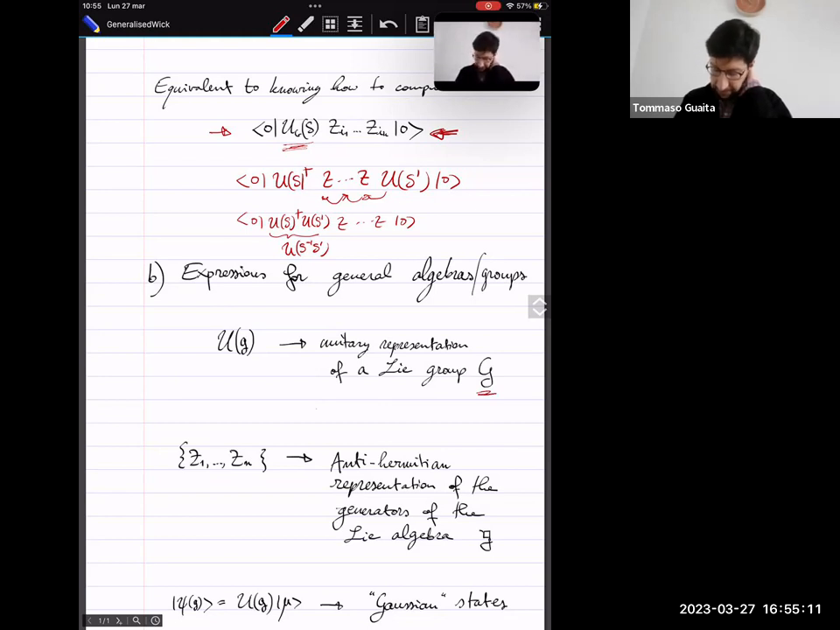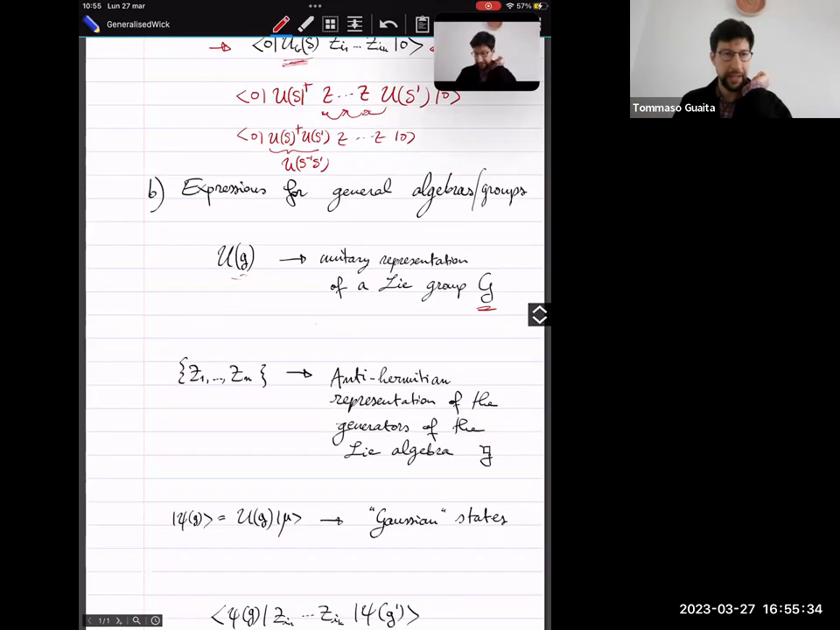So for every element small g of a certain group big G, I will have a unitary U. Previously the group was these symplectic matrices or orthogonal matrices S that parameterized our unitaries. Now consider an arbitrary group object g that parameterizes U. And then these Z operators that I had before are now generalized to being the generators of the Lie algebra corresponding to the same group. So if you have a unitary representation of the group, you will automatically also have an anti-Hermitian representation of the algebra. So these Z operators are now anti-Hermitian operators on the Hilbert space, which represent elements of the algebra.